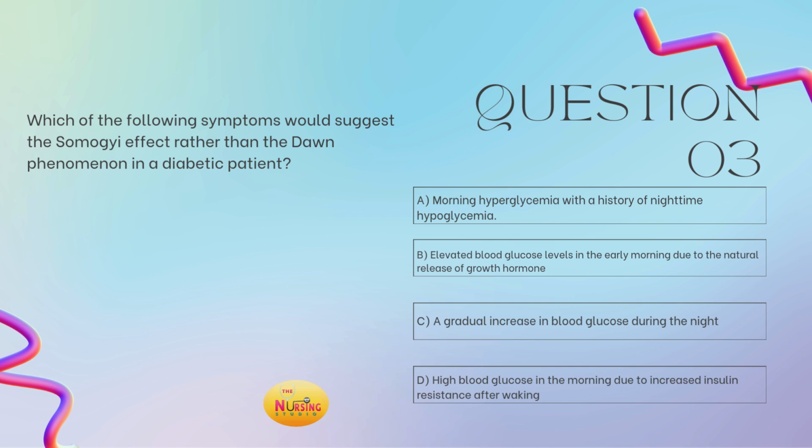All right, same scenario here. The stem is the question. The question is the stem, right? So, which of the following symptoms would suggest the Somogyi effect rather than the dawn phenomenon in a diabetic patient? And A is your best answer here. Remembering morning hyperglycemia with a history of nighttime hypoglycemia is what shows you the Somogyi effect, right? Whereas dawn is just simply the natural early morning hyperglycemia.